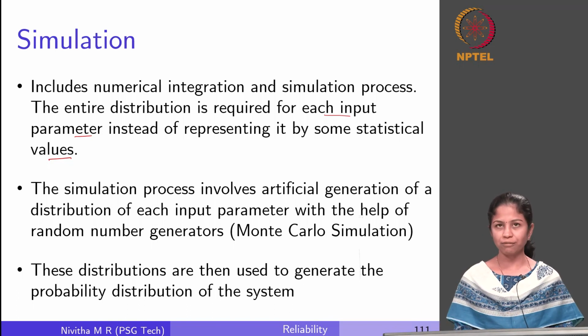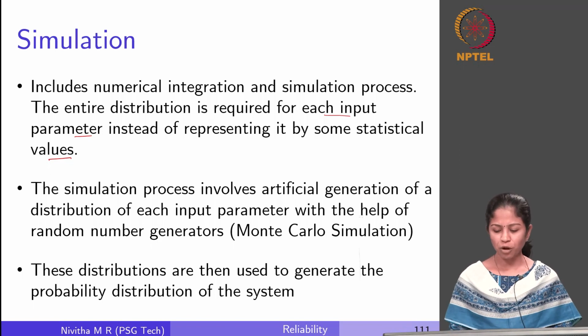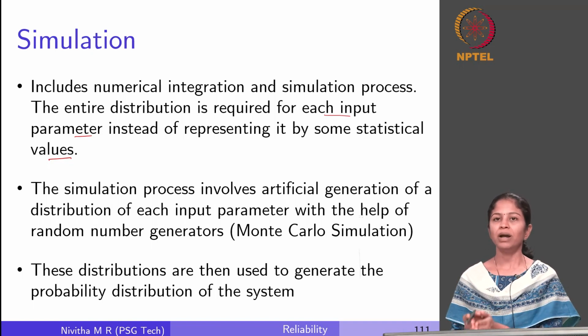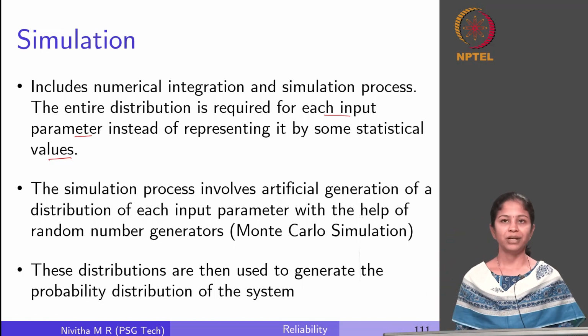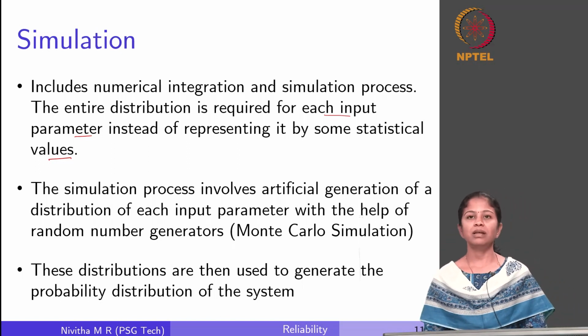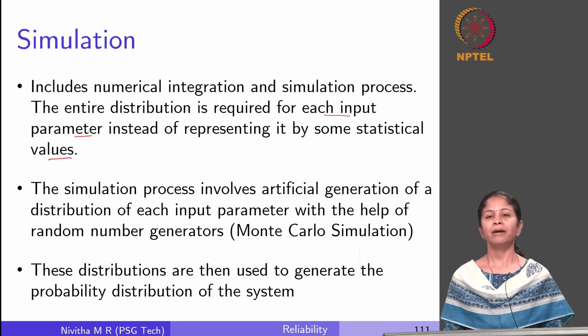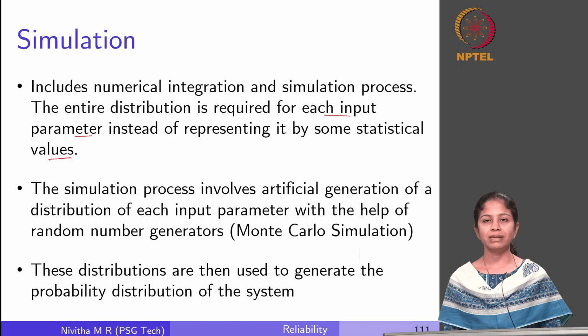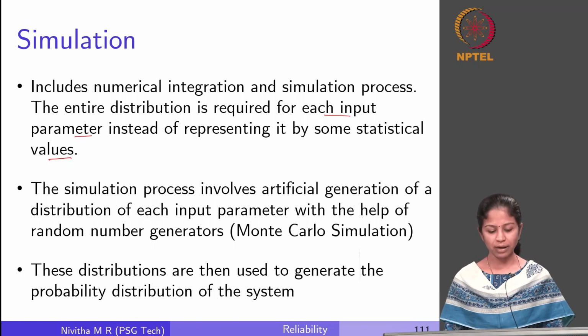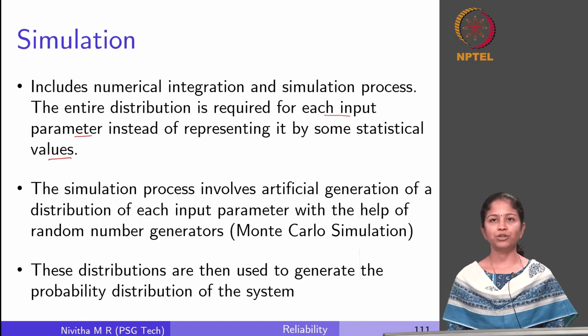The simulation process involves artificial generation of a distribution of each input parameter with the help of random number generators. So this Monte Carlo simulation is nothing but a random number generator. If you give a particular mean and standard deviation value, it is going to give you the distribution, right. That is the function of a Monte Carlo simulation, and this approach is also commonly referred to by that name. These distributions are then used to generate the probability distribution of the system. We will go through this procedure in a step-by-step manner.